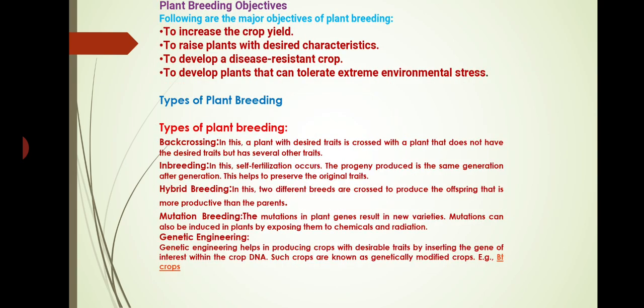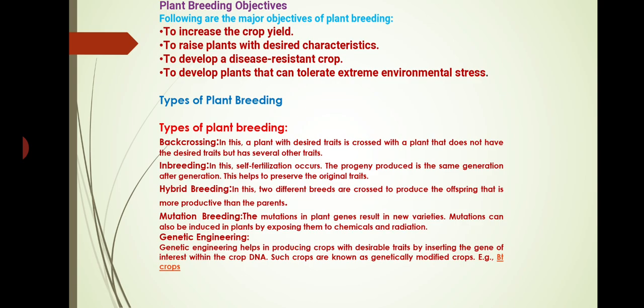The main objectives of plant breeding: the following are the major objectives. To increase the crop yield. As our population increases, food production also needs to increase, by involving plant breeding. Second one is to raise plants with the desired characters. Next one is to develop disease resistant crops. To develop plants that can tolerate extreme environmental stress or any environmental problems.